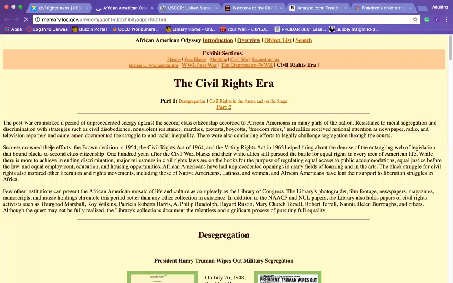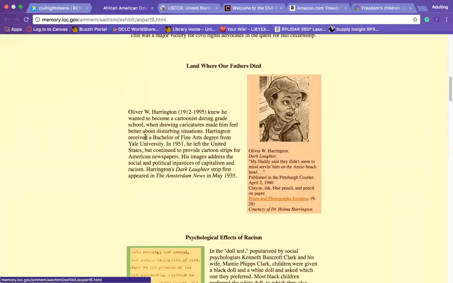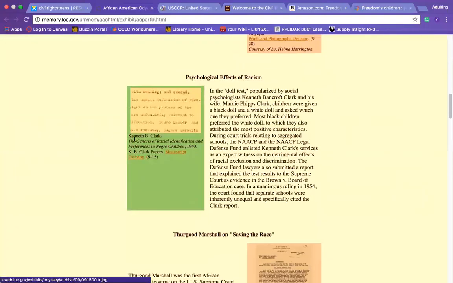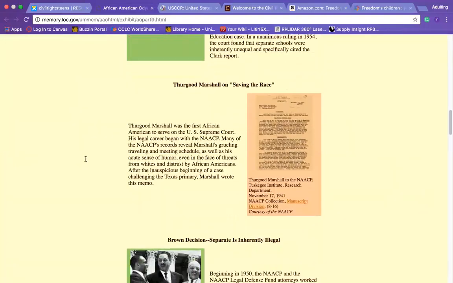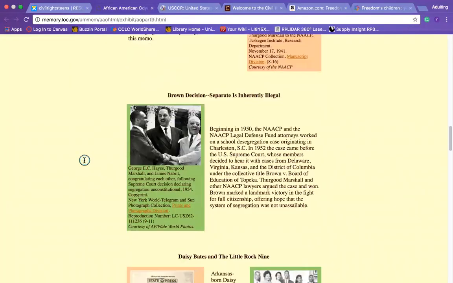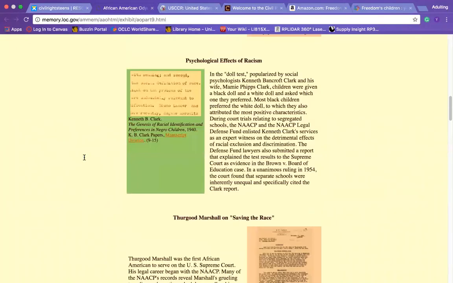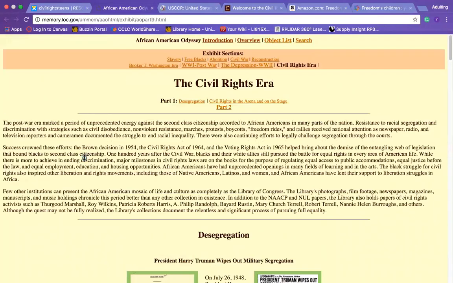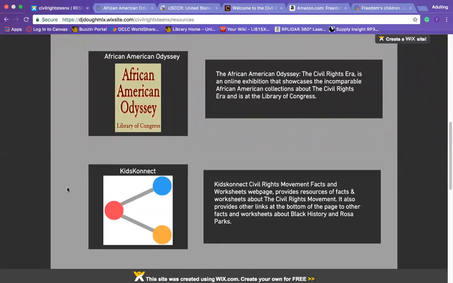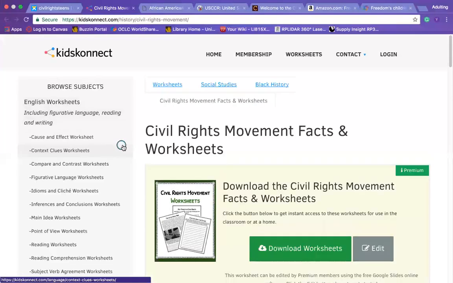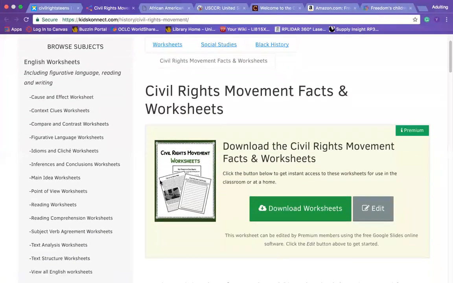Also, the African American Odyssey, which is actually about the Civil Rights Era. This is a great resource for students. It goes through a timeline of all the different events that happened, letters and different types of discrimination, and also how nonviolent and peaceful marches came about, and the effects of some of the violence because of the marches and how it enraged people.